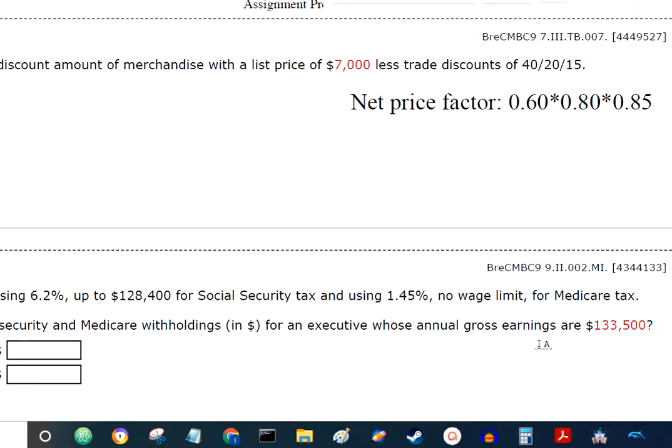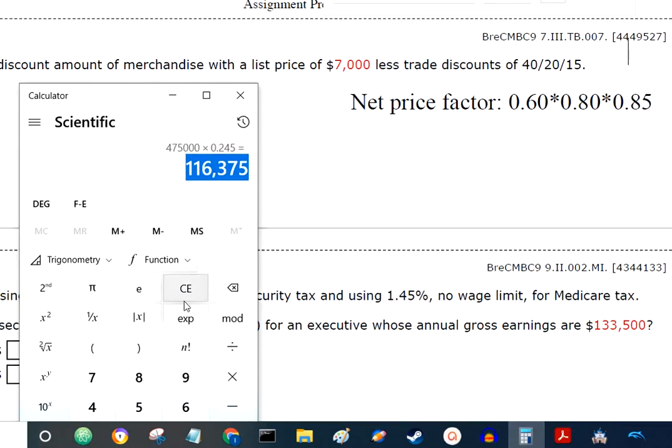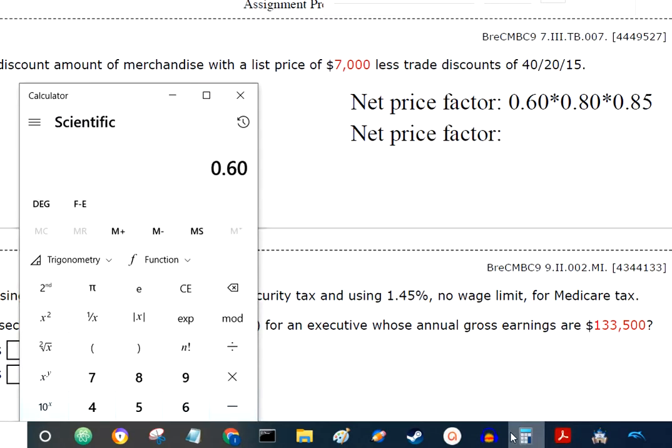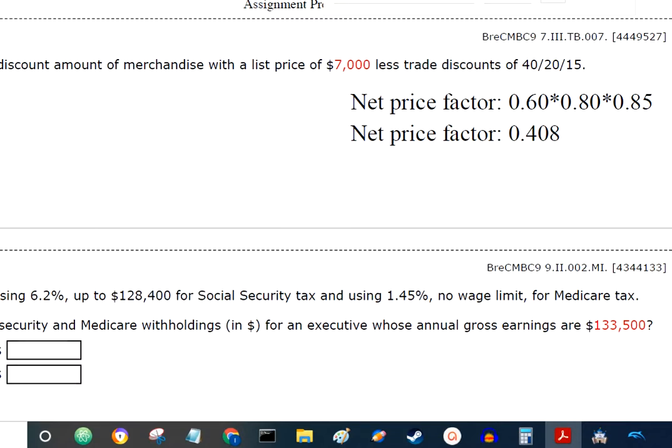Look, 40% means they're saying, hey, we're giving you 40% off. Well, the whole product is 100%. You pay the original price, you're paying 100% of the price. Take away the 40%. That means 60% is what you pay. So that's the net price factor for a 40% discount. But since we're chaining on the discounts, our net price factor has to include all the discounts. So 20% off means I pay 80%. 15% off means I pay 85%. So the net price factor is 0.408 or 40.8% is what we pay.